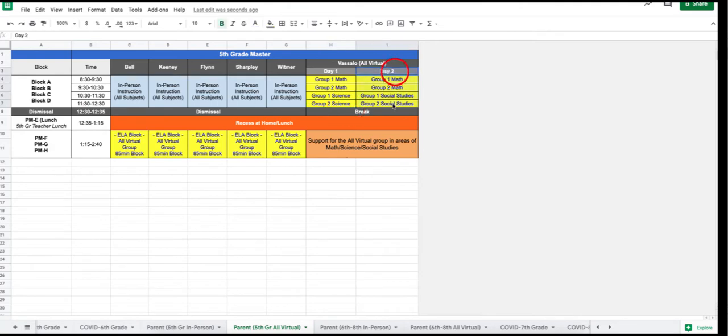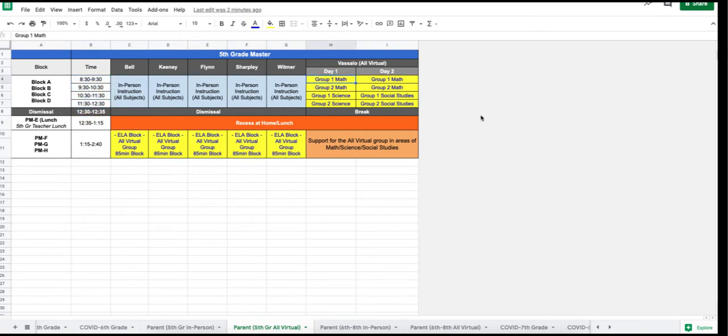And then on day 2, the science and social studies would flip-flop because they're alternating days. So that will take care of the math, science, and social studies requirement for all virtual kids. These will be live, online, synchronous classes, meaning the student has a scheduled time that they need to log on to have a live class with Mrs. Vasallo during that period. And these are the times right here.